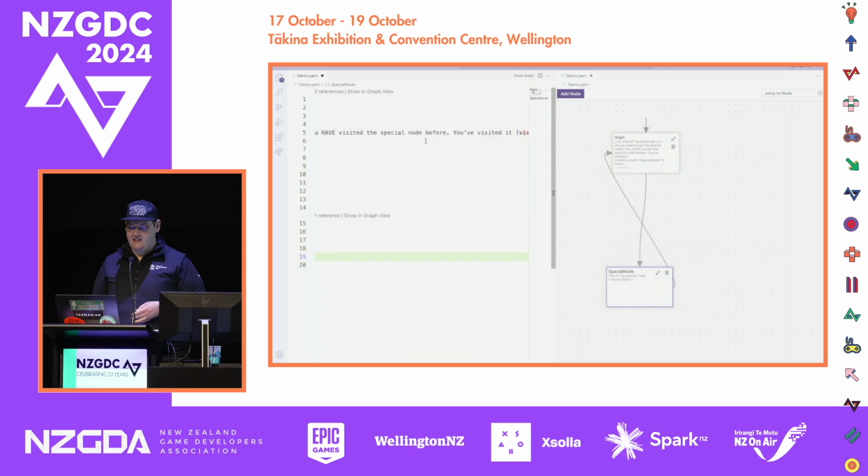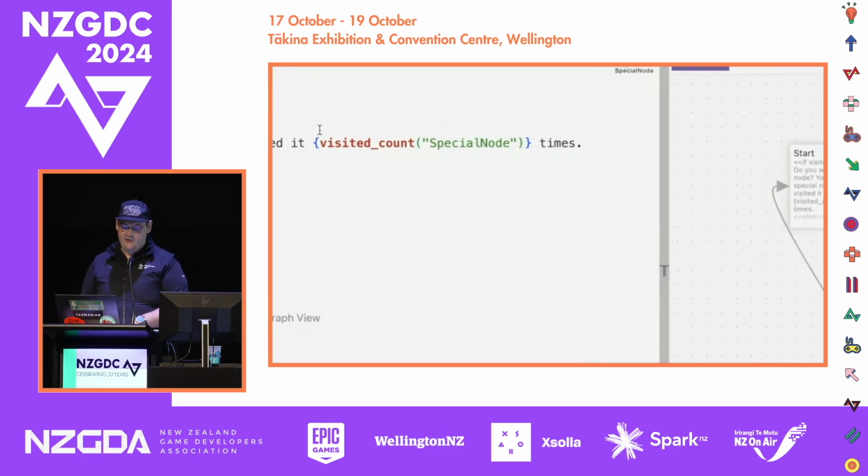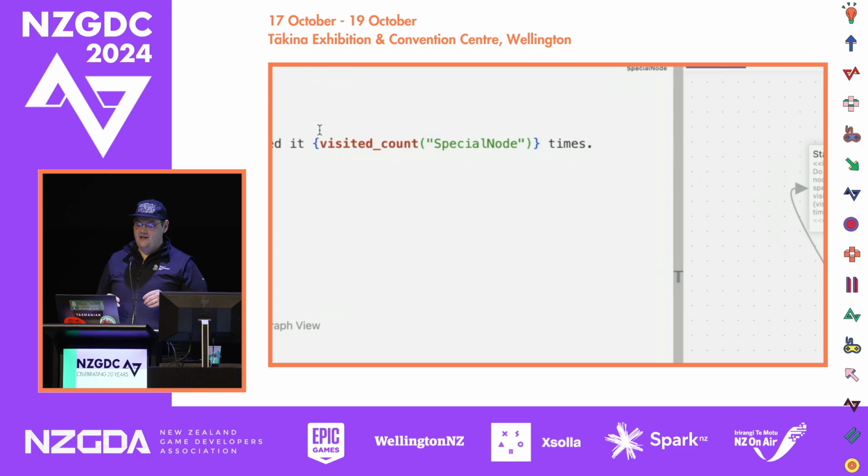The second Yarn Spinner command we're using here is called visited count. You'll see we're wrapping it in curly brackets like we do when we interpolate a variable into a line. That's going to return how many times we've visited the specific node. We could technically do this all in one. You could use visited count and check if it was greater than zero to do the same thing without using visited, but why do that?